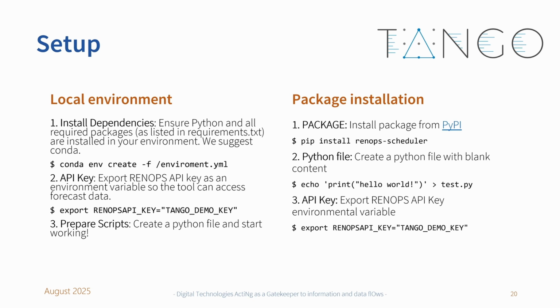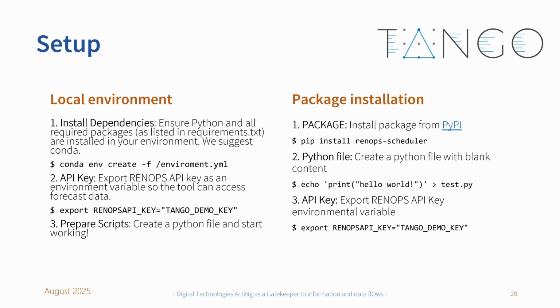To get started with the RENOPS Scheduler in your local environment, first make sure you have Python installed and all required dependencies from the requirements file. The recommended way is to use Conda for environment management, which will set up a dedicated environment with all necessary packages. Next, you need to export your RENOPS API key as an environment variable. This key is required for the tool to access live forecast data from the RENOPS API. Once your environment is ready, you can create a Python script with blank content and start working with the scheduler.